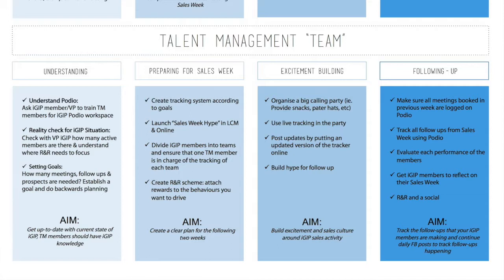If you have a large iGIP team or your whole LC is doing Sales Week, then this is a good time to split them up into different teams so you can drive competition as well. And if you have a TM team, assign one TM member per iGIP team so that they can do the individual tracking for a smaller group of members each.